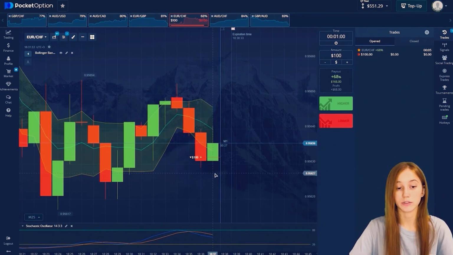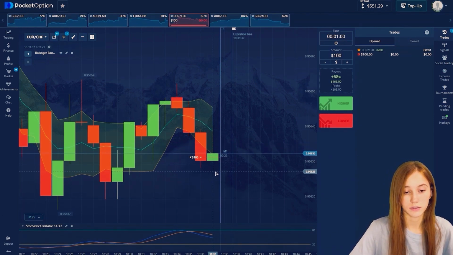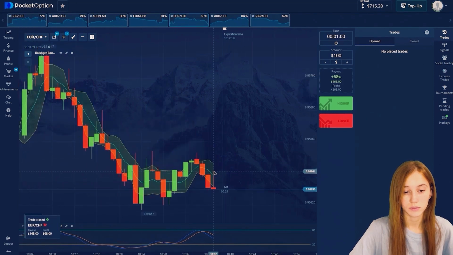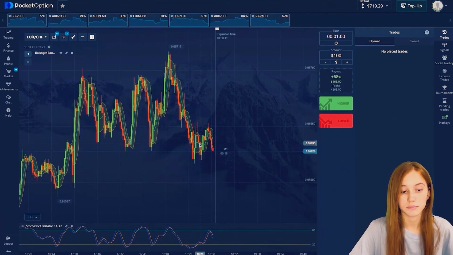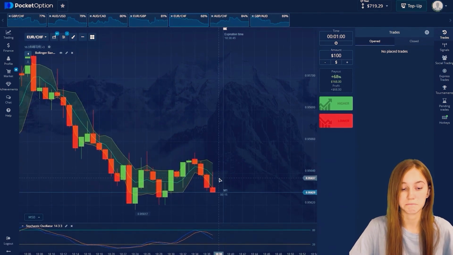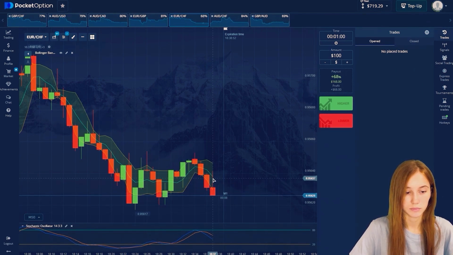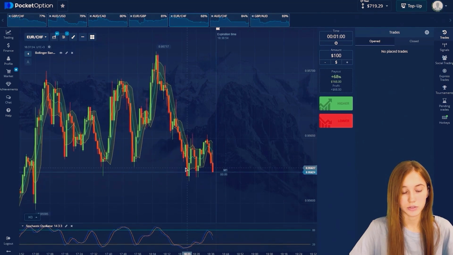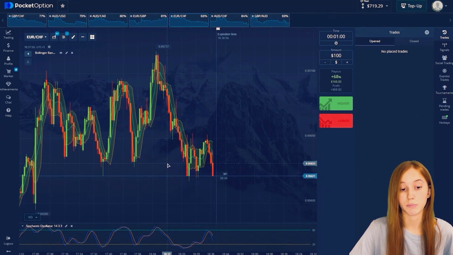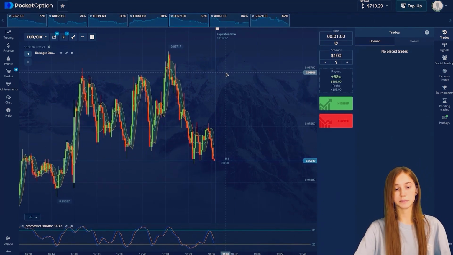So we traded on this concept. Let's remove this and continue on the next concept. So interest is 70% as well, and here we are in the next concept.